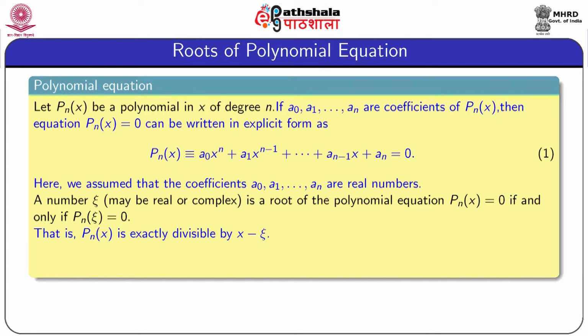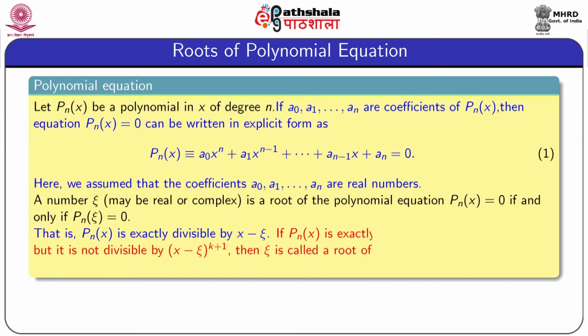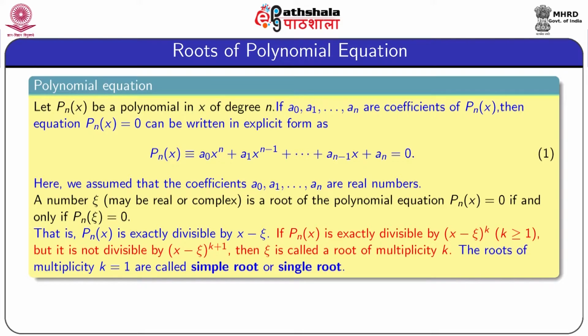If xi is a root of the polynomial equation P_n(x) = 0, then P_n(x) is exactly divisible by x minus xi. And if P_n is divisible by (x minus xi)^k, where k is greater than or equal to 1, but it is not divisible by (x minus xi)^(k+1), then xi is called a multiple root with multiplicity k. If k equals 1, then the root is called a simple root or single root.